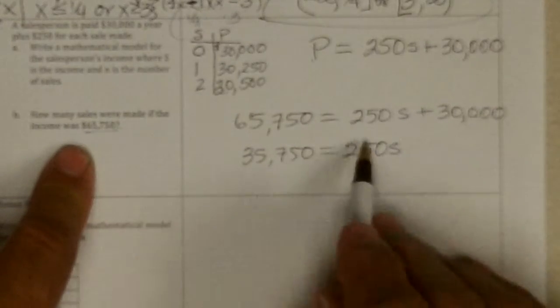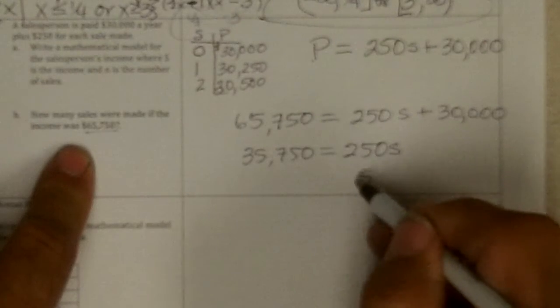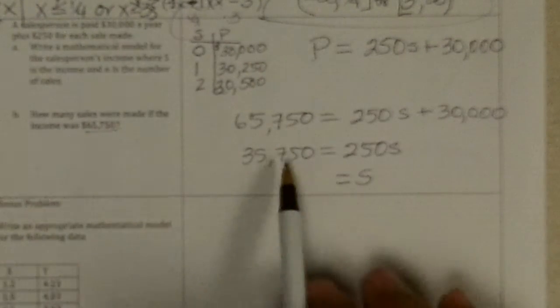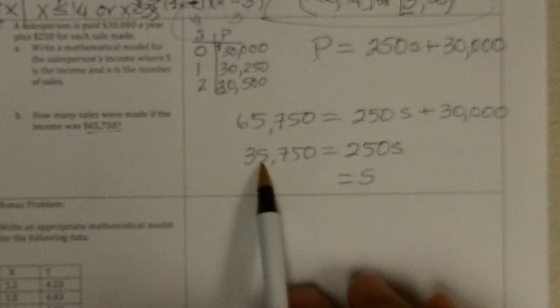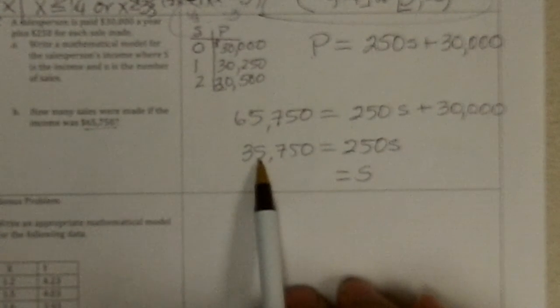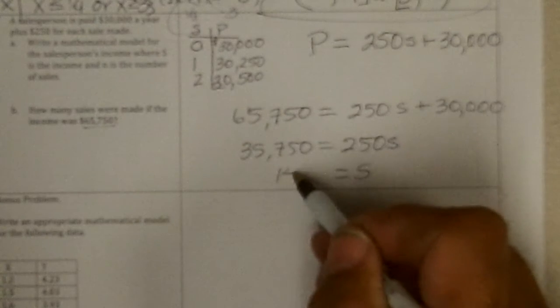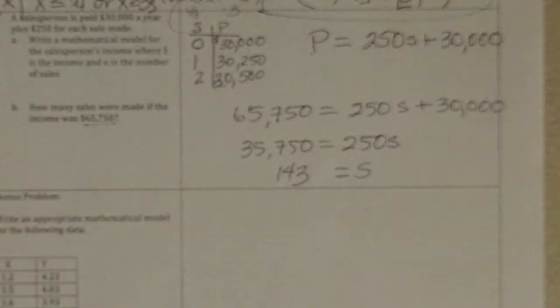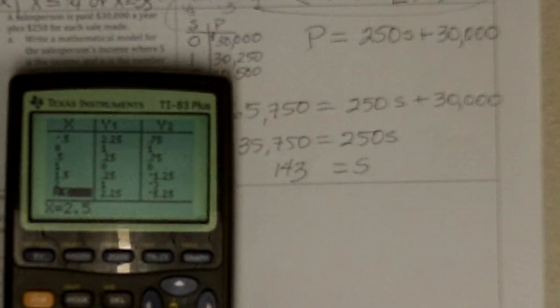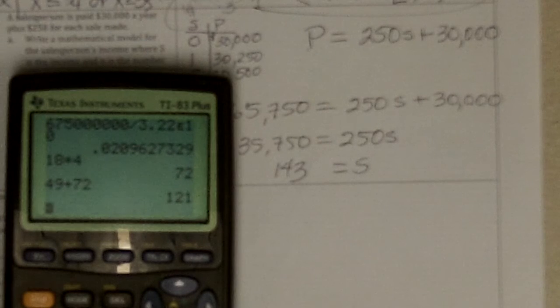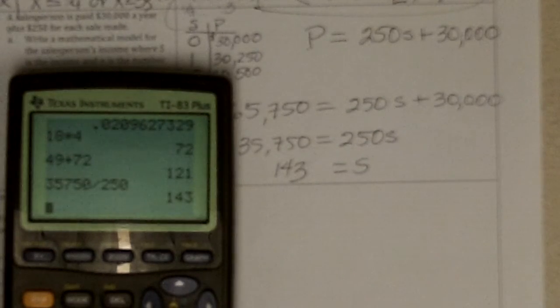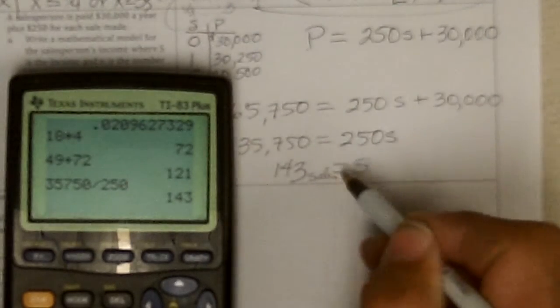And so if you divide by 250, how many 250s it takes to make that, how many sales does it take? Well, there's 3 in that, and then 4 in every 1,000, and there's 35,000, so 4 times that's 143. Is that how many sales there are? I'll get my calculator out here and confirm that. So I would take 35750 divided by 250, 143 sales. Okay?